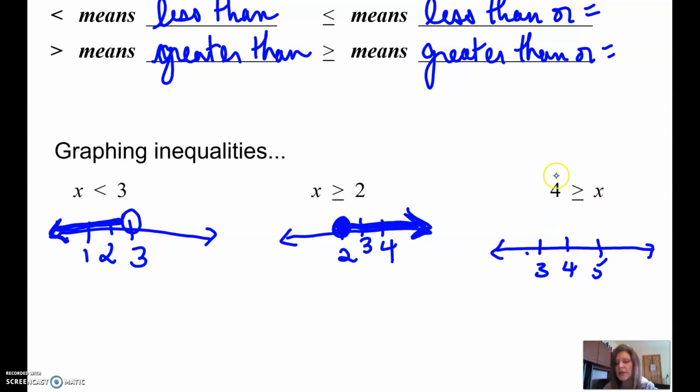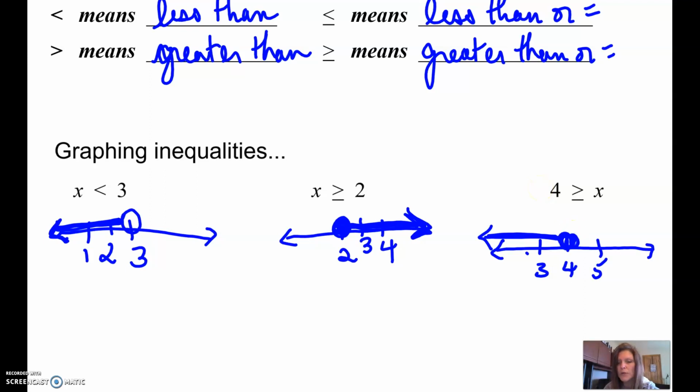So if I see 4 is greater than or equal to x, and I would shade over there by the 5 because it's greater than, right? Is 4 greater than or equal to 5? Well, no, it's not. So 5 shouldn't be on the shaded side. In fact, the 3 needs to be on the shaded side because 4 is greater than or equal to 3.